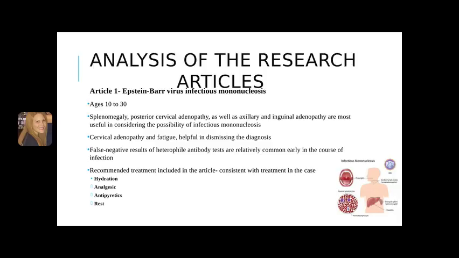A diagnostic strategy is also recommended in the article for patients with the symptoms mentioned before. This strategy includes a white blood cell count, heterophile antibody test, and a rapid test for streptococcal pharyngitis, which was not done in the case study. The recommended treatment included in the article discussion involves symptomatic treatment, that is, providing adequate hydration, analgesics, antipyretics, and rest.